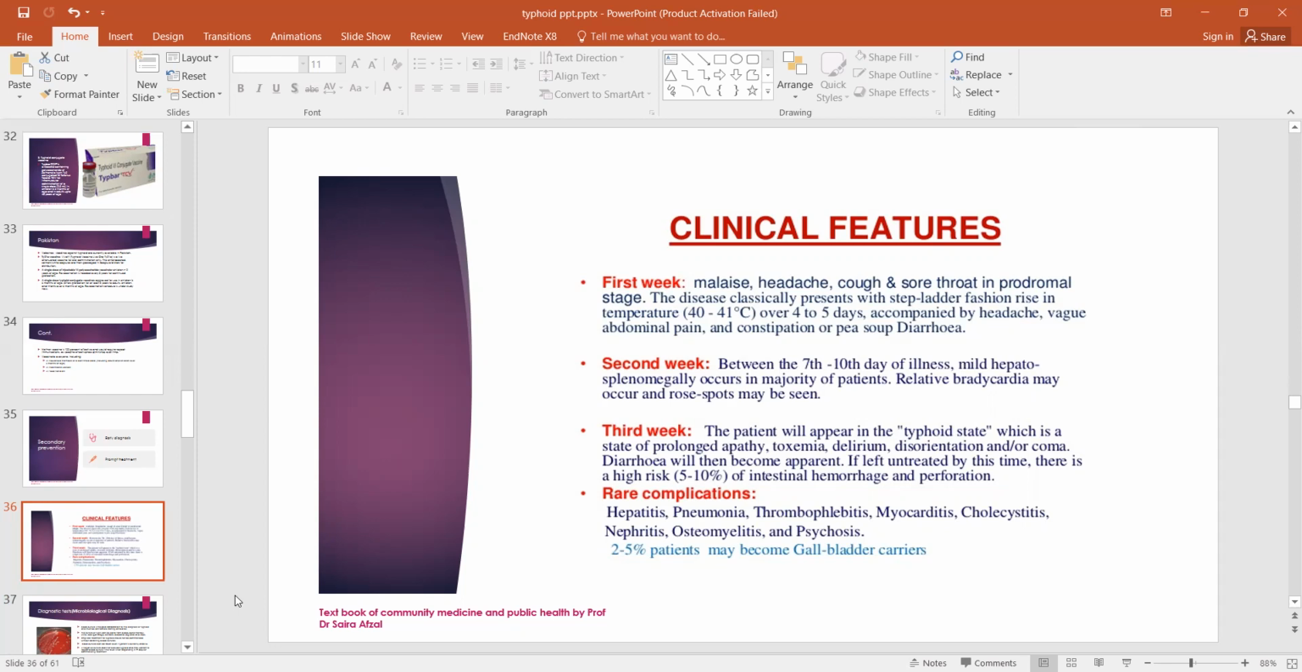In the third week, the patient will appear in the typhoid state, which is a state of prolonged apathy, toxemia, delirium, disorientation, or coma. Diarrhea will then become apparent if left untreated. By this time, there is a high risk of intestinal hemorrhage or perforation. The complications of this disease are hepatitis, pneumonia, thrombophlebitis, myocarditis, cholecystitis, nephritis, osteomyelitis, and psychosis. And 2 to 5% of patients may become gallbladder carriers.